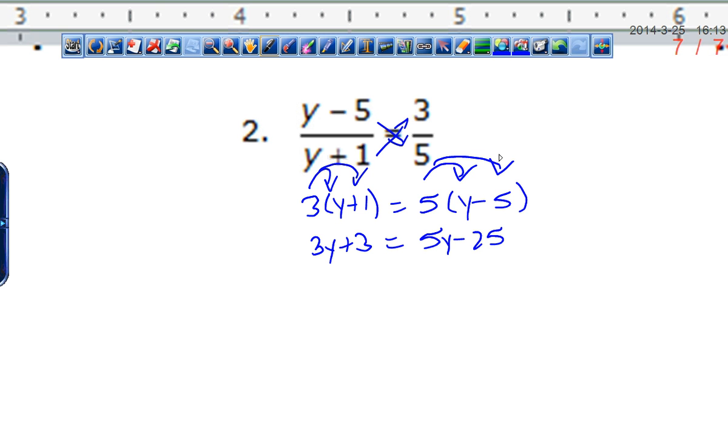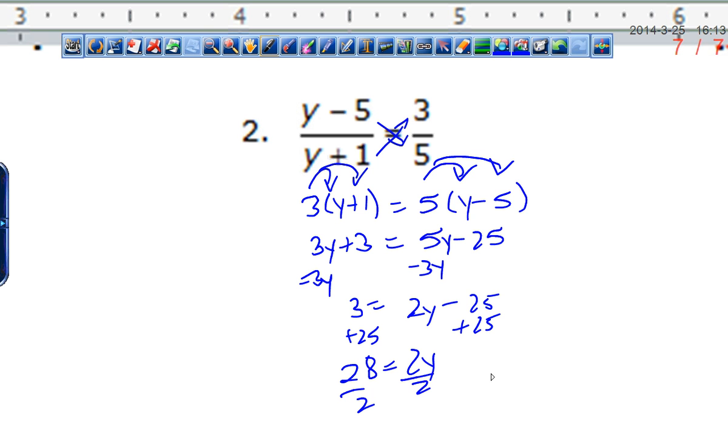And then we're just doing the whole baby to the mama thing. We subtract 3y from both sides. So I get 3 equals 2y minus 25. And I'm adding 25 to both sides. And I get 28 equals 2y, divided by 2. And y is 14.